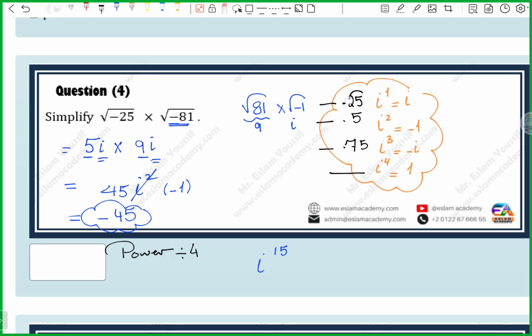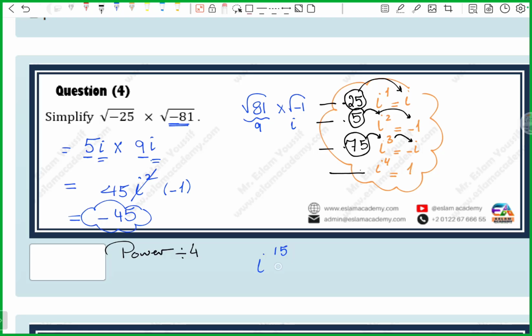If the decimal is 0.25, it means this answer equals i to the power 1, which equals i. If the answer is 0.5, it equals i to the power 2, which equals negative 1. If it is 0.75, it equals i to the power 3, which equals negative i. If there is no decimal, it means i to the power 4, which equals 1.